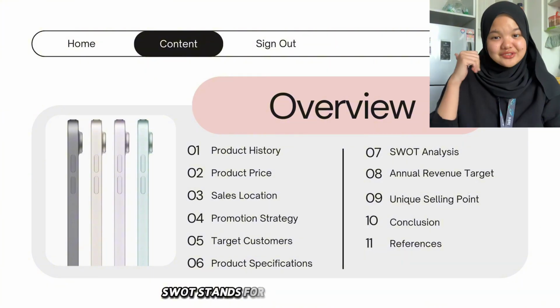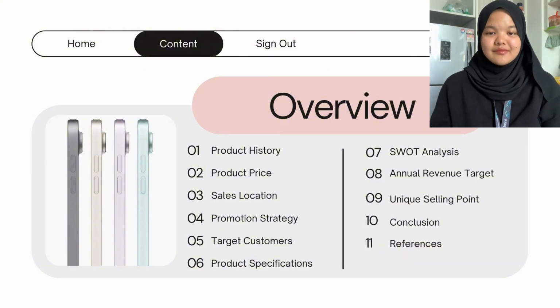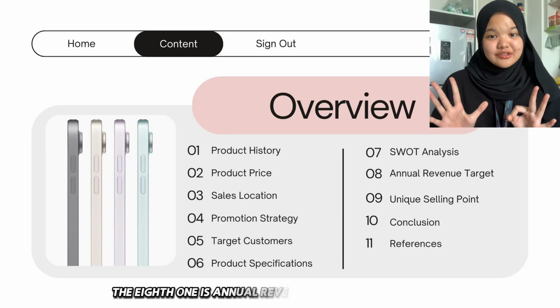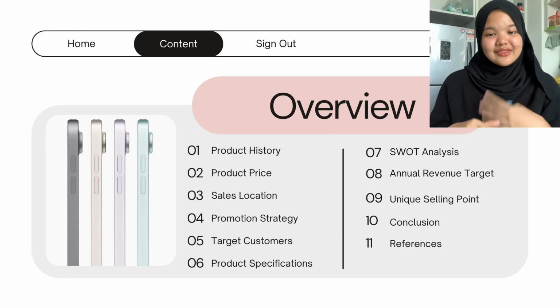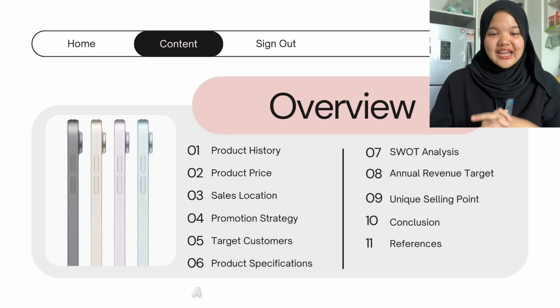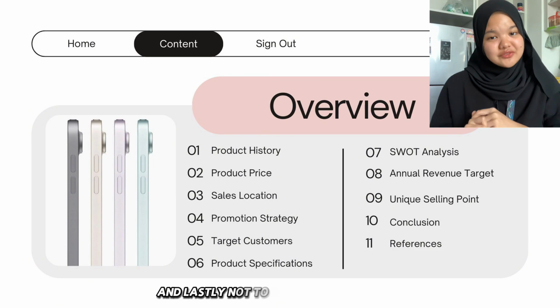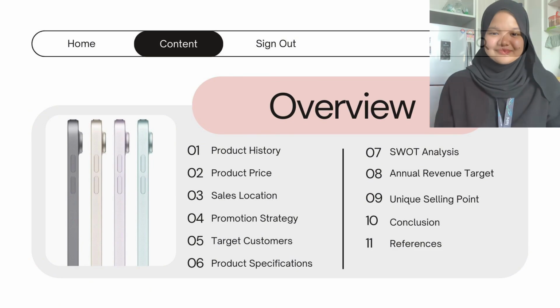SWOT stands for strength, weaknesses, opportunities, and threats. The eighth one is annual revenue target of the product. Ninth is about the unique selling points. And then tenth is the conclusion. And lastly, not to forget, the references.